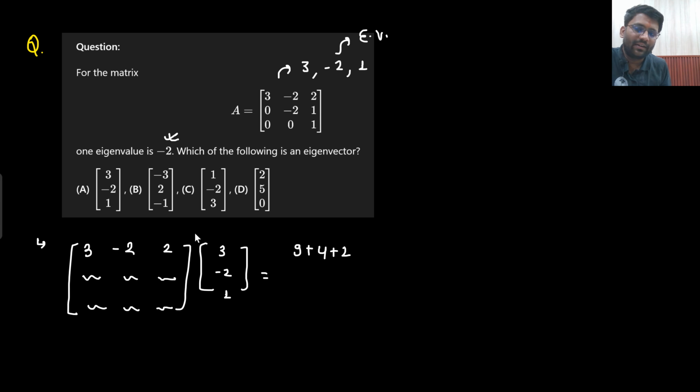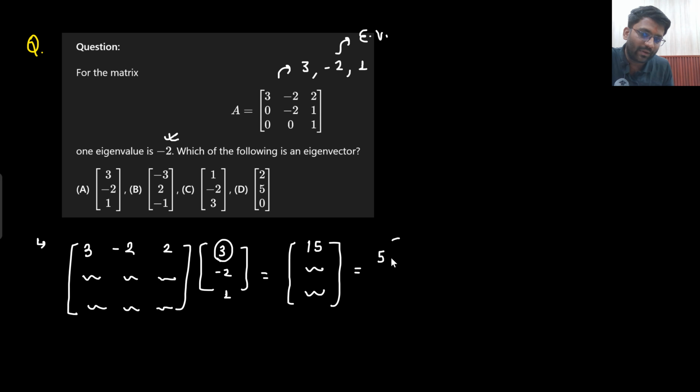What is the answer I am getting here? First row multiplied with first column. What is the answer you are getting here? 15. So if you are getting 15 as the answer, then for getting 3, minus 2, 1, I don't know what the other elements will be. I just need to know the first element. And if I need 3, I will have to take 5 common. I don't know what I will get here. But what should the eigenvalue be? The eigenvalue should be minus 2. So this option would be gone.